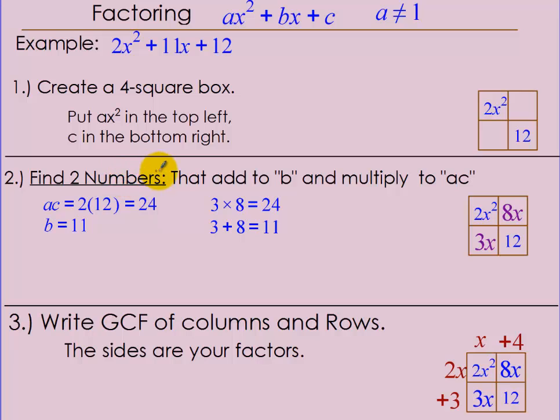I want to find those two numbers. They have to add to the b, so add to the middle. In this case, it's 11, and multiply to the left times the right, so a times c. So a times c is 2 times 12.